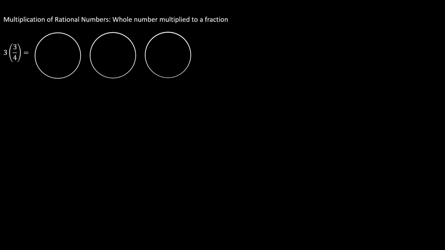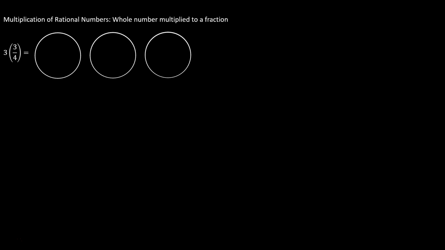Let's start by looking at a whole number multiplied to a fraction. For example, 3 times 3/4. When we looked at multiplication of whole numbers, we said we could look at it as repeated groupings. So we want to look at 3 groups that contain 3/4.